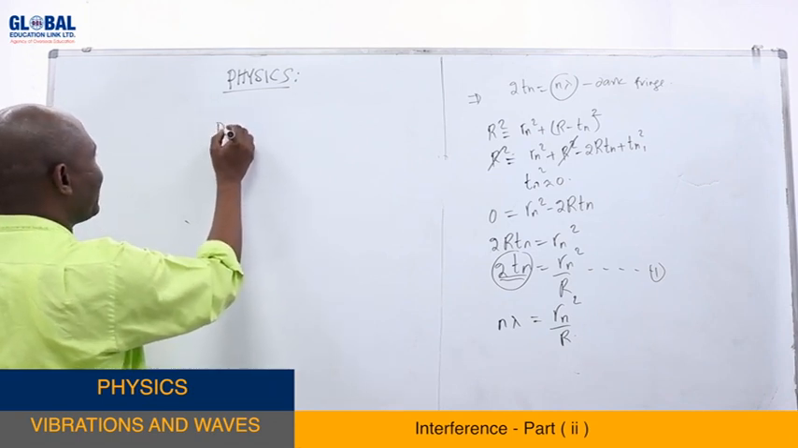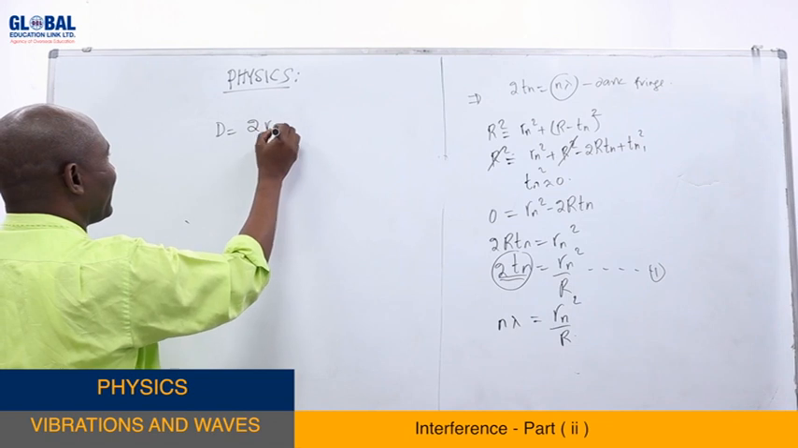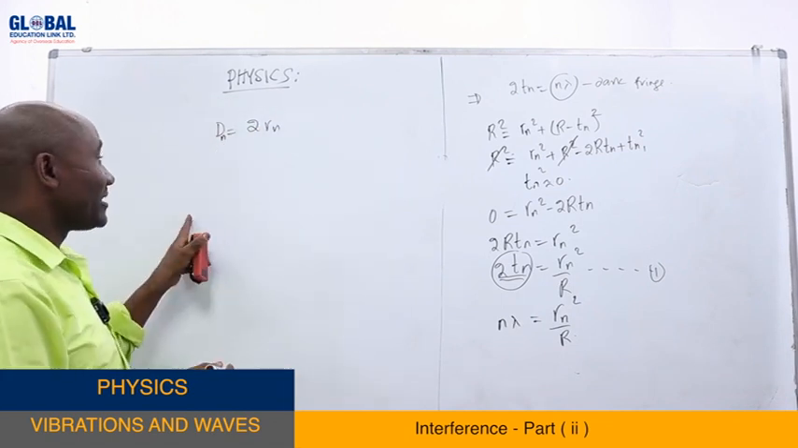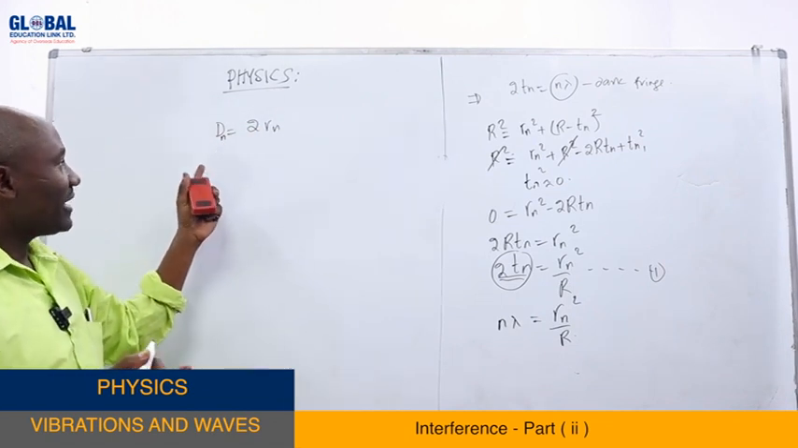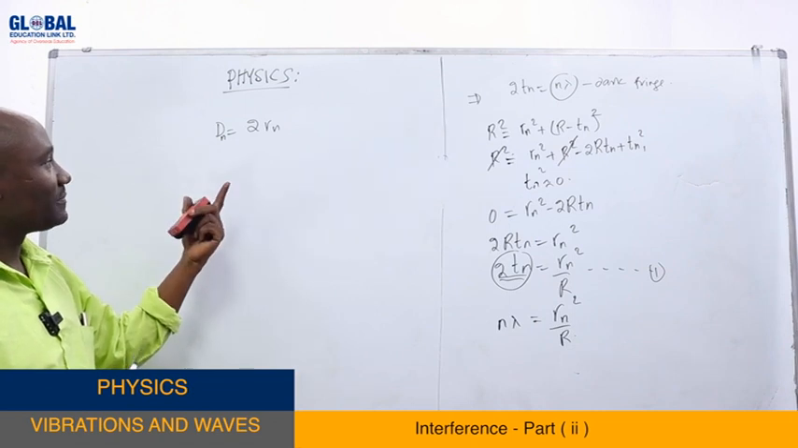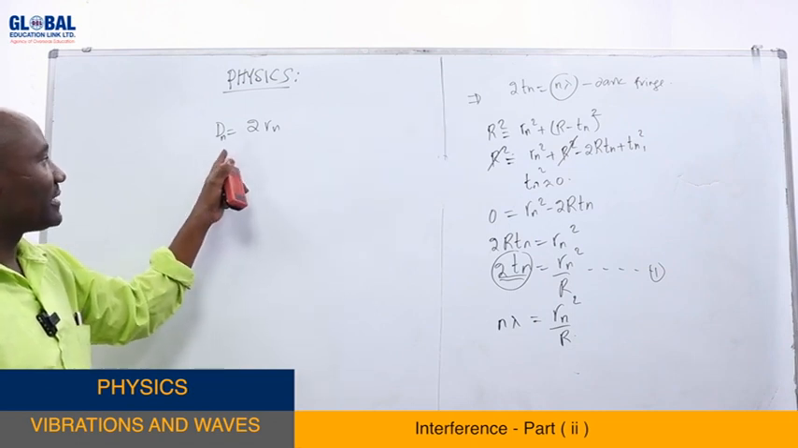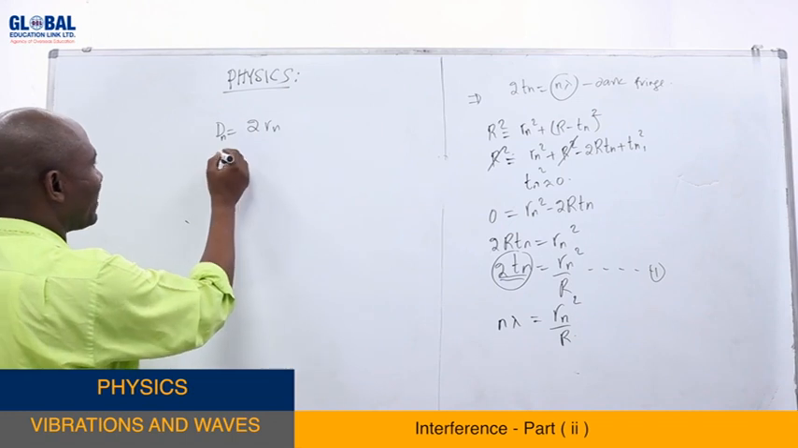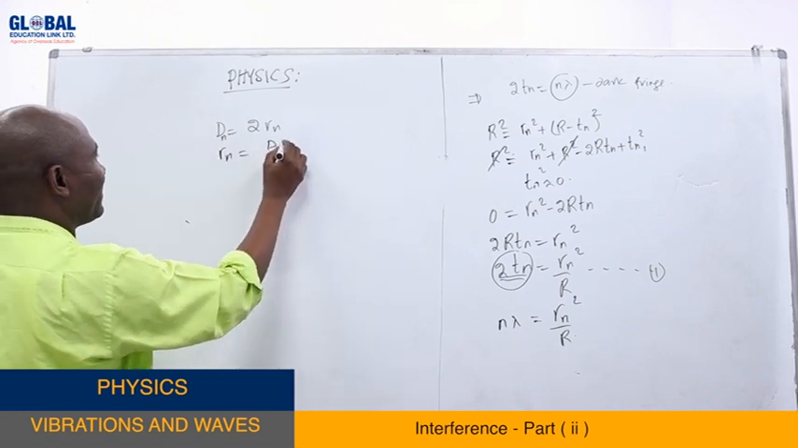How do you find D? From here we know D equals 2Rn, and that's the diameter corresponding to the nth dark or nth bright. It's going to be the second dark, the second bright, and so on. So from here you can find Rn equals Dn over 2.